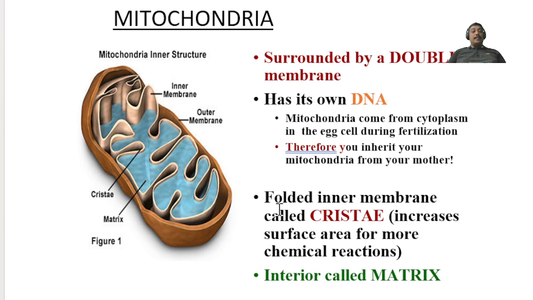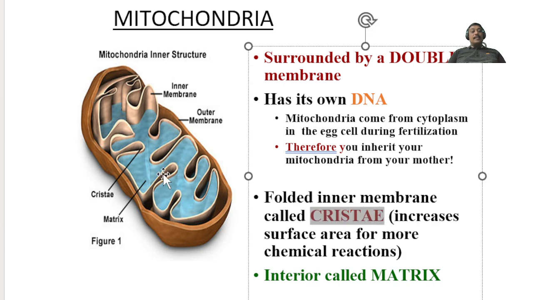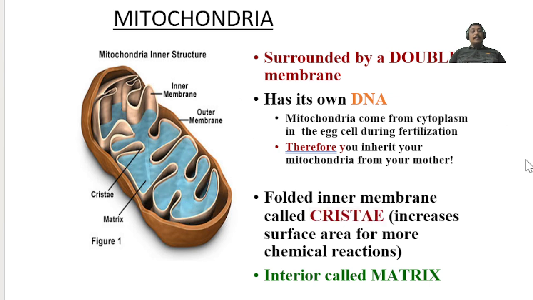Structure wise, the inner membrane is folded, and the structure is called cristae. We call that cristae. As you can see, this folded structure is called cristae, and the inner side is called the matrix. This is the region where the chemical reactions take place.